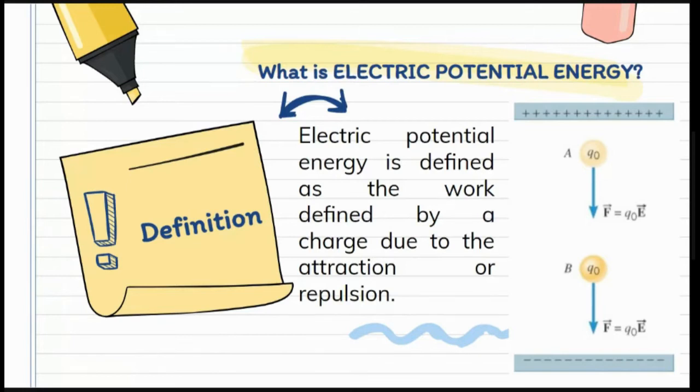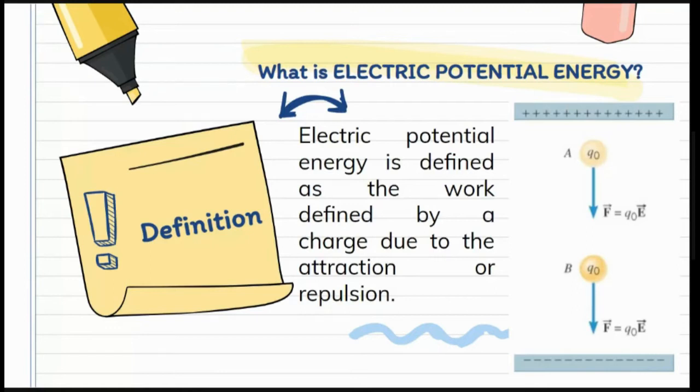Electric potential energy, as we have said a while ago, is just the potential energy present in the system where there is work done by the electric charge, and the work done is caused by the attraction and the repulsion of the electric charges. Now, what's the significance of electric potential energy to electric potential?